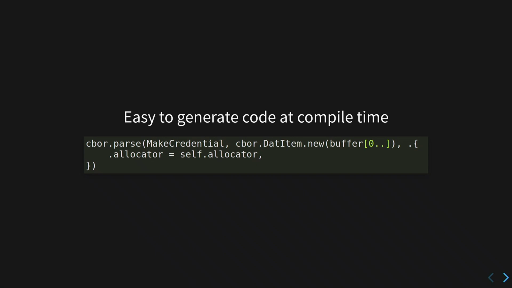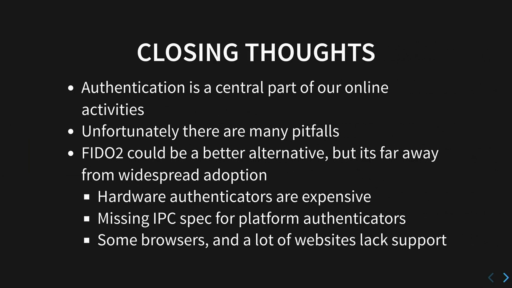For example, make credential would be the struct, and then we have a data item and just pass a byte slice to it, and maybe an allocator. This is probably necessary if the struct contains slices, so that the parser can allocate memory for the different slices. Then hopefully we get a Zig type out of it at the end, and that's quite nice. So that brings me to the end.